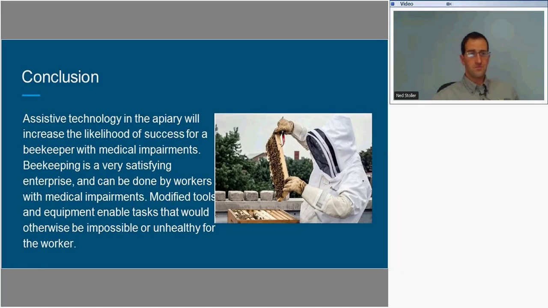So, in conclusion, assistive technology in the apiary can really improve the likelihood of success for a beekeeper. It's a very satisfying, interesting enterprise, and it can generate really significant income for those that do it well and manage well. The problem is if you don't have the assistive technology and you can't do it well, beekeeping is going to be a failure.